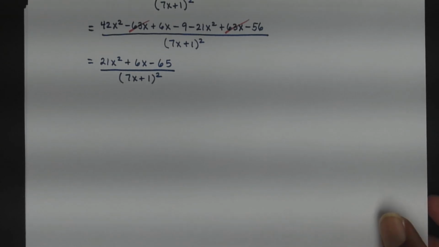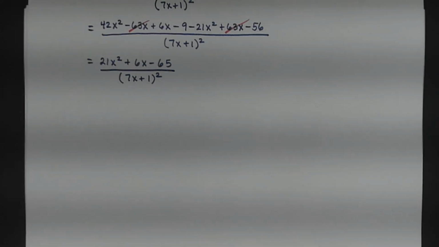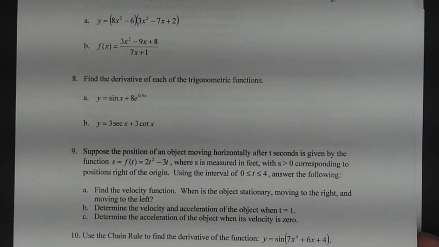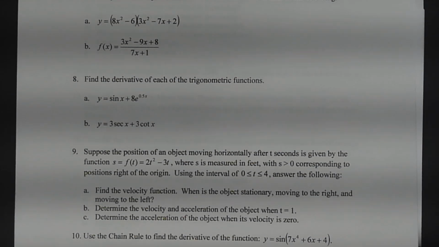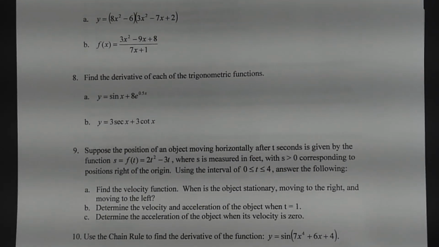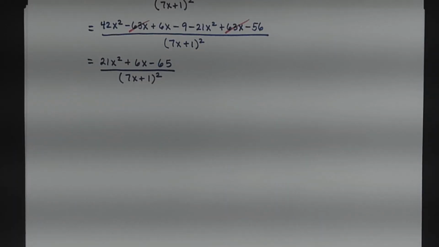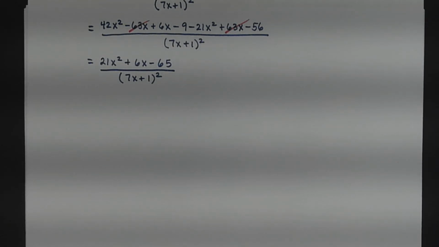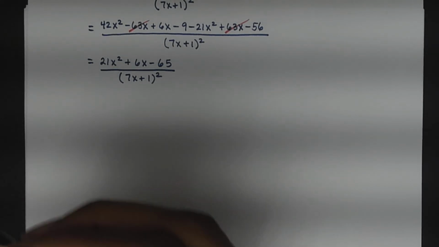Okay, number 8, A and B, deals with trigonometric functions. So here we're going to find the derivative of each one of these. And it's important that you do know your derivatives of your trigonometric functions, by the way, that we talked about back in section 3.5, or be familiar with them. All right, number 8.